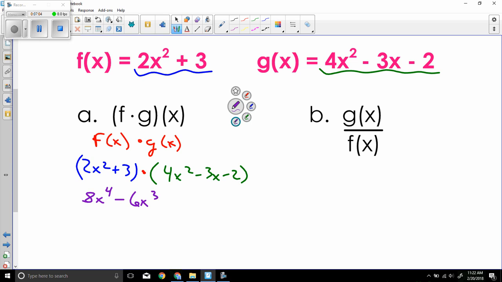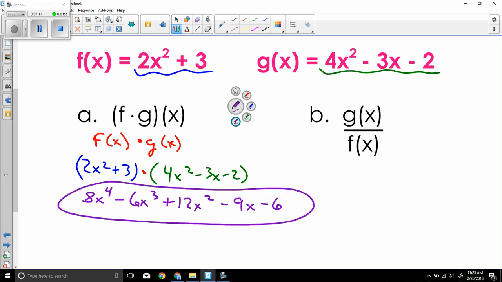Then I have plus 12x squared minus 9x minus 6. And I don't think any of those combine, so I'm just going to circle. That would be a good time to pause the video and try this other one on your own.